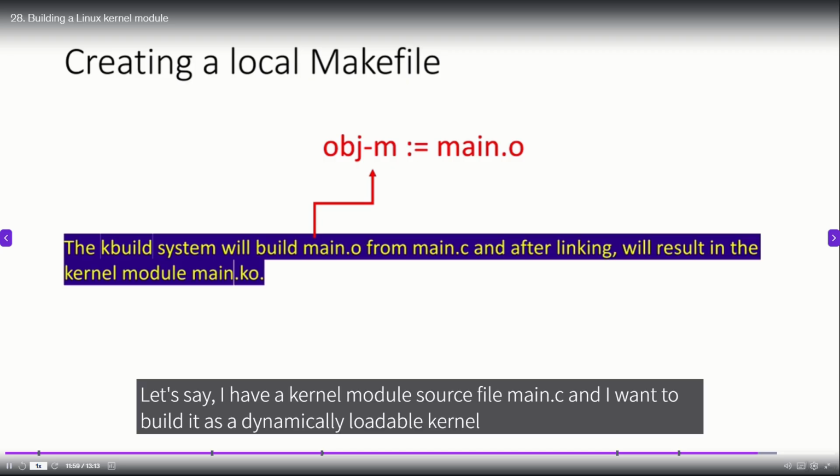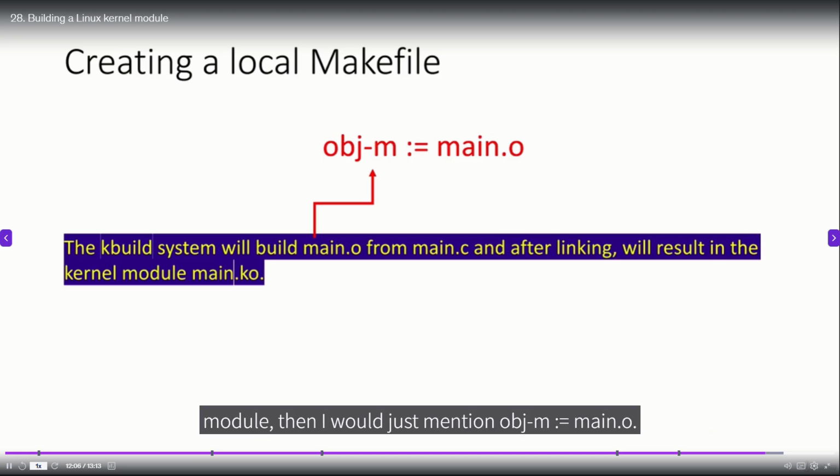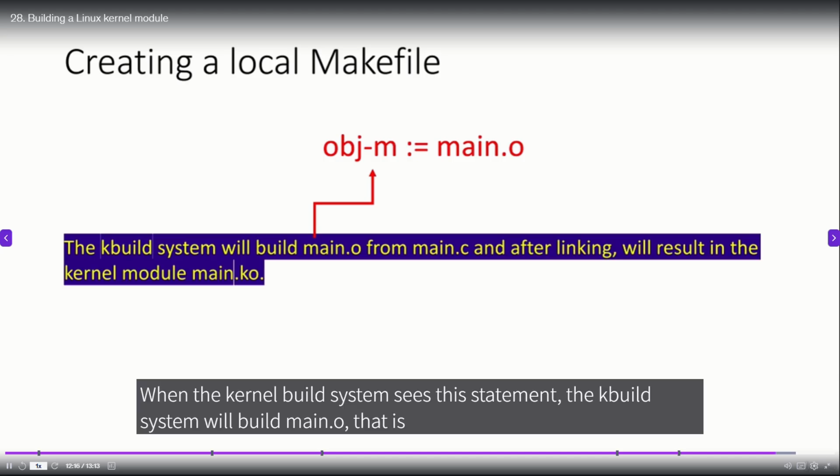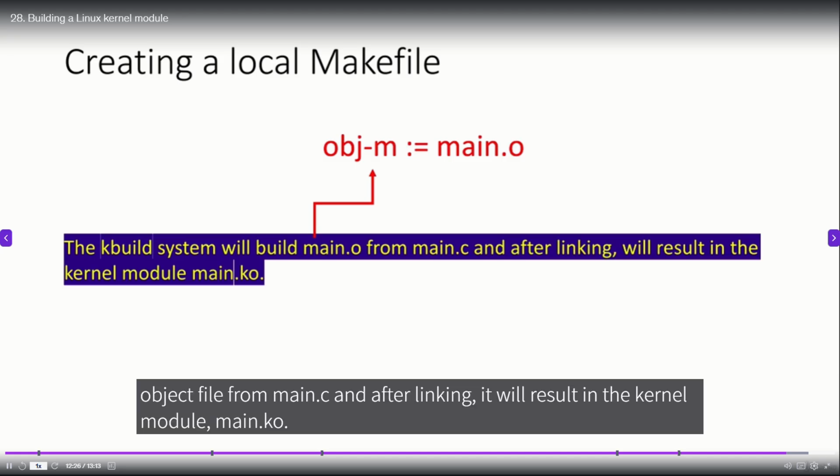Let's say I have a kernel module source file main.c and I want to build it as a dynamically loadable kernel module. Then I would just mention obj-m is equal to main.o. When the kernel build system sees this statement, the kbuild system will build main.o, that is object file, from main.c, and after linking it will result in the kernel module main.ko.